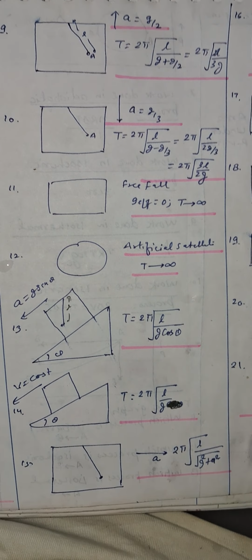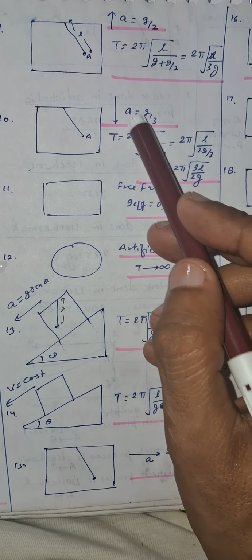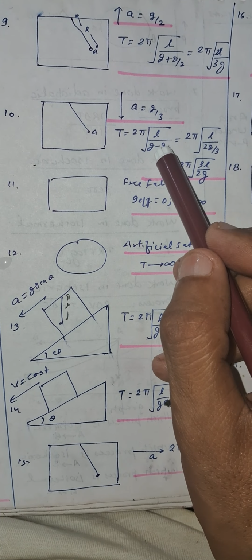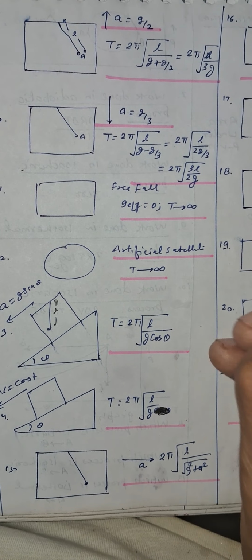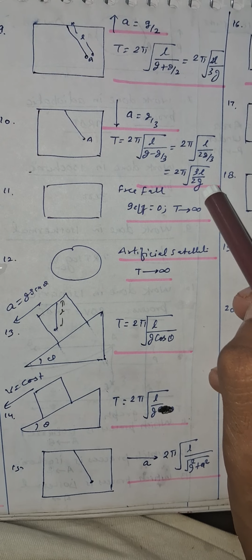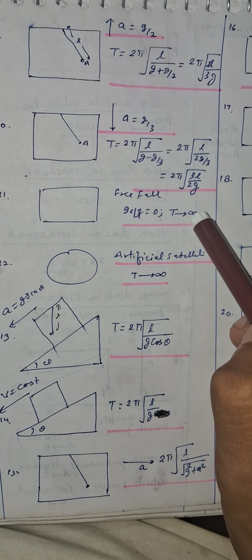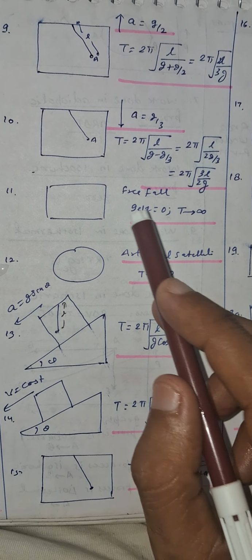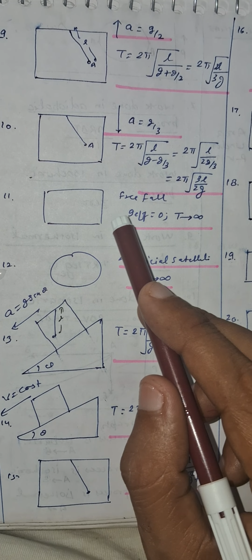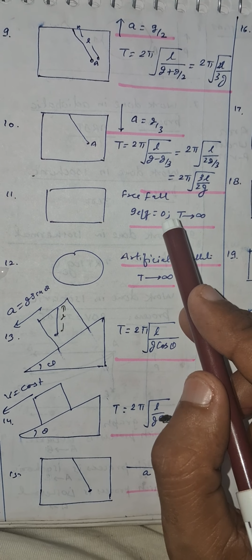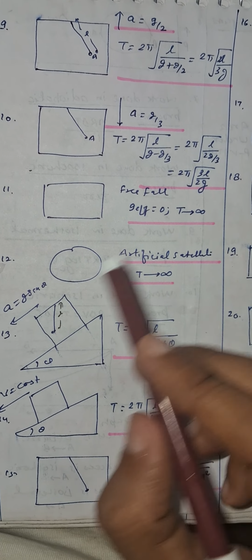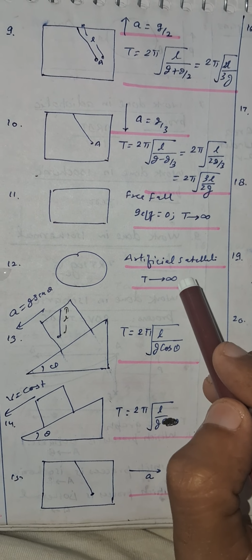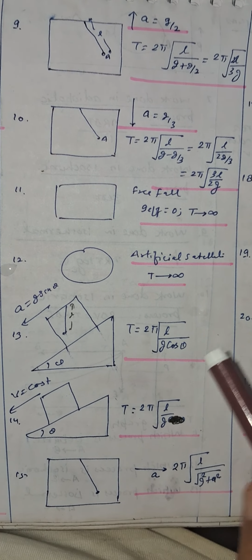so that will give us the value of time period. Then in another case, if it is moving downward with acceleration G by 3, so time will be 2 pi root L by G minus G by 3, that will give us 2G by 3, and after solution we get this. Then is another question, if the lift is falling freely. So in case of free fall, G effective will be 0 and time period tends to infinity. Next is in case of artificial satellite, also T tends to infinity, as G effective is 0 also.